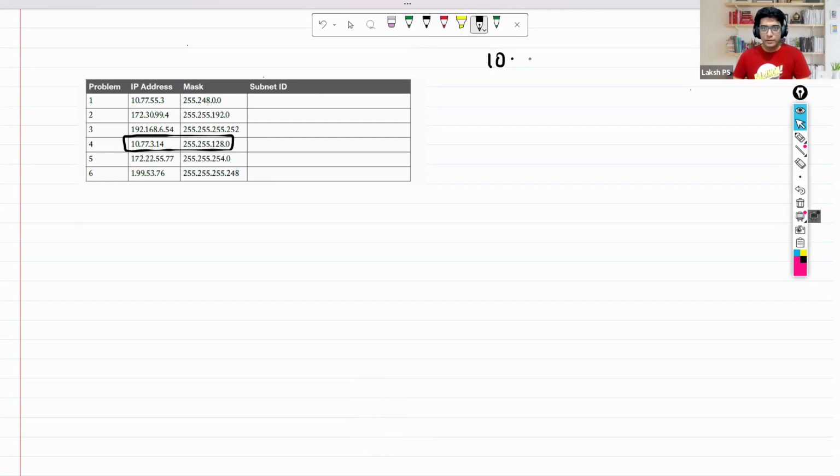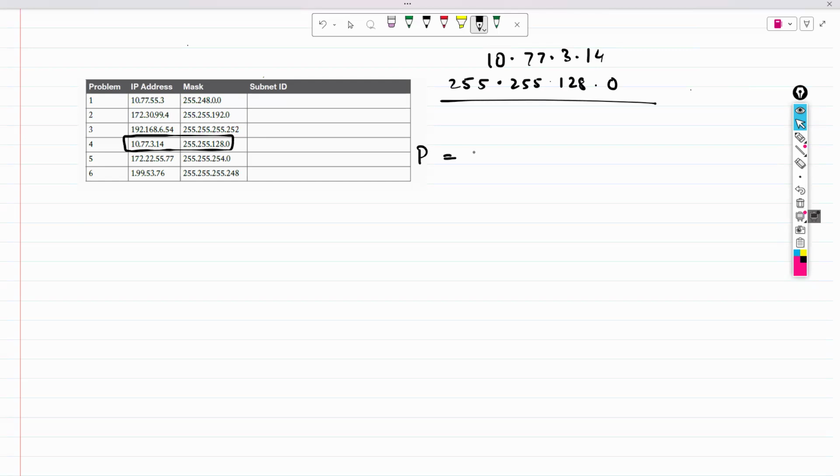Okay, so they have said 10.77.3.14, and the address mask is 255.255.128.0. How many P bits are there? Total number of ones. How many P bits are there? Naresh, can you tell me? Two, sir. 16, sir. 16.